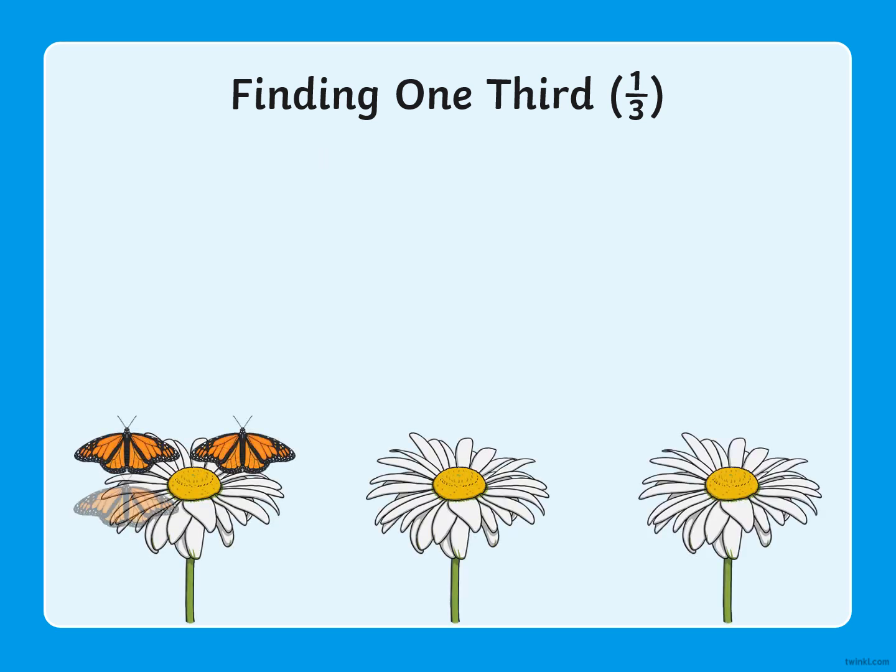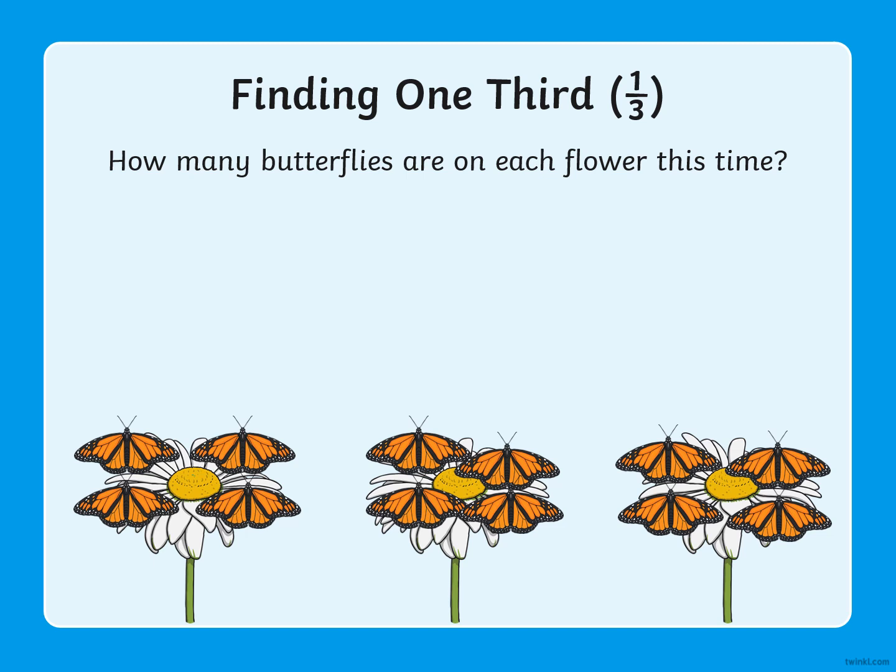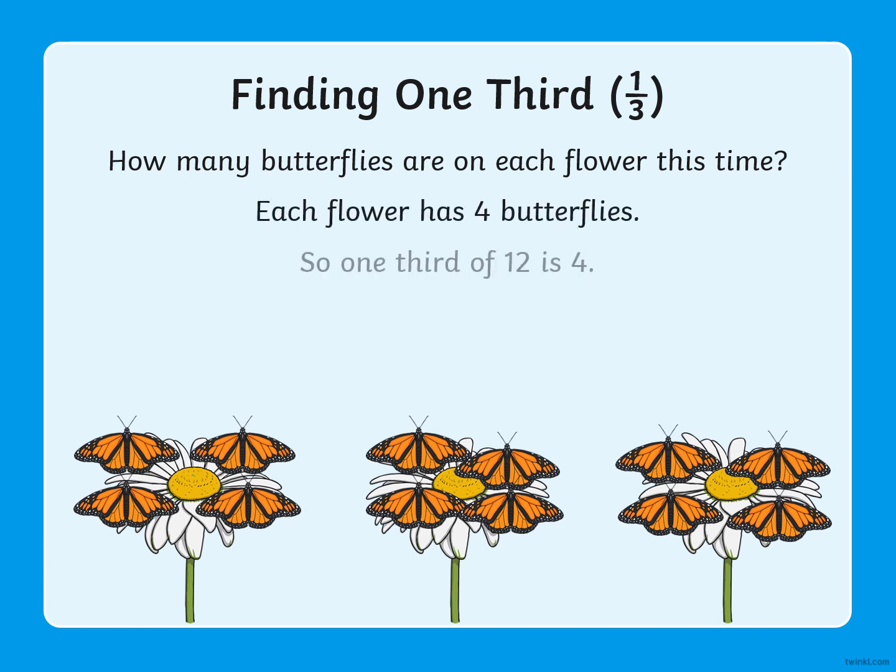Let's have a look again. Okay. Each flower has 4 butterflies. So 1/3 of 12 is 4.